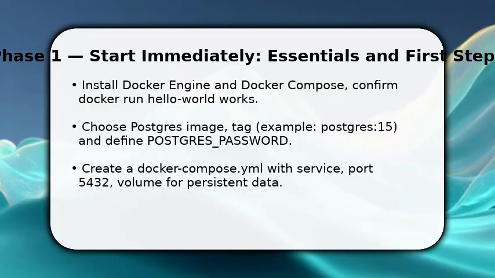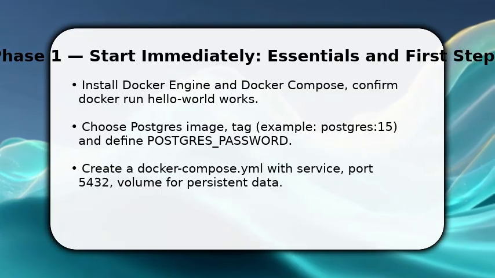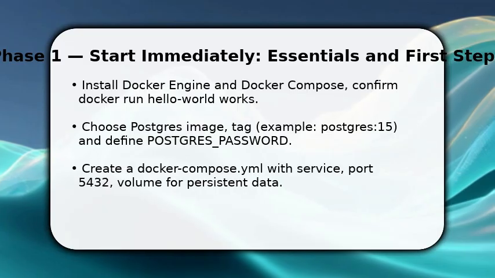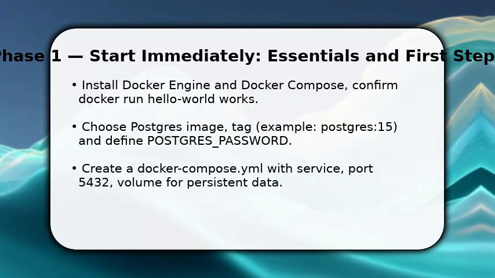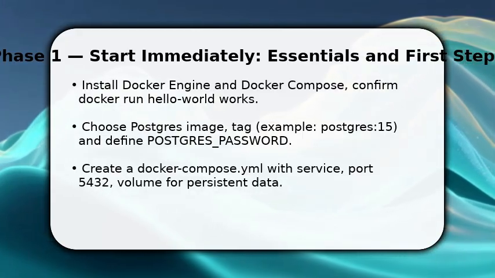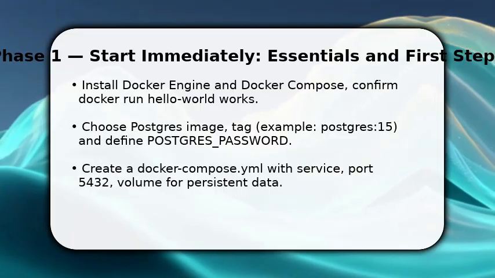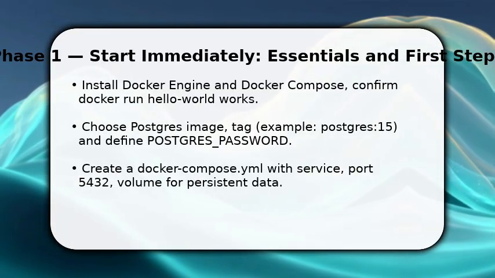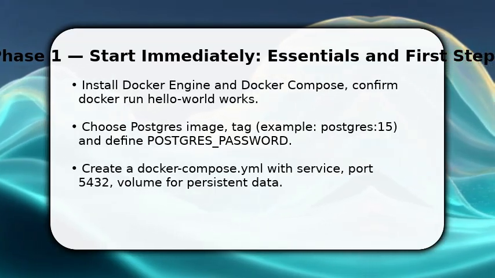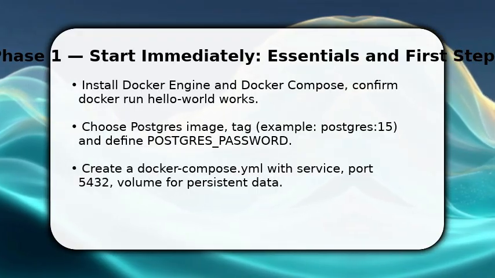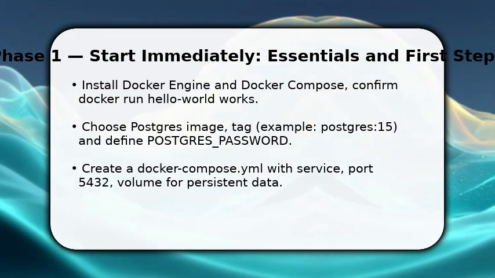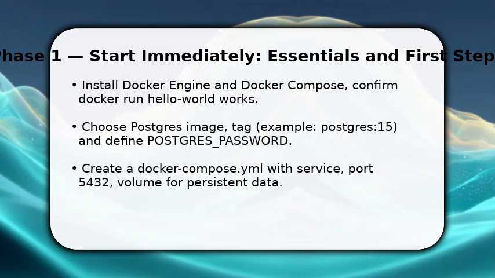Enjoy the video. You will start by verifying prerequisites and creating the Compose file. First, confirm Docker Engine and Compose are installed. Run a quick Hello World. Then pick a Postgres image. Postgres 15 is stable. Set the Postgres password in the Compose environment so the database initializes. Next, create a Docker Compose YAML that maps container port 5432 to the host and attaches a named volume for persistent data. This prevents data loss when you recreate containers. Once done, you are ready to launch the service.